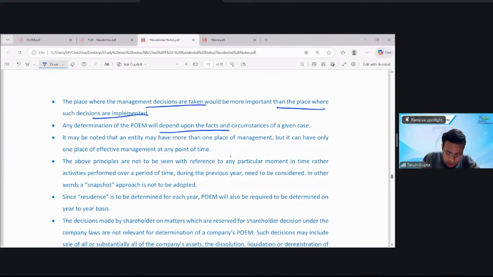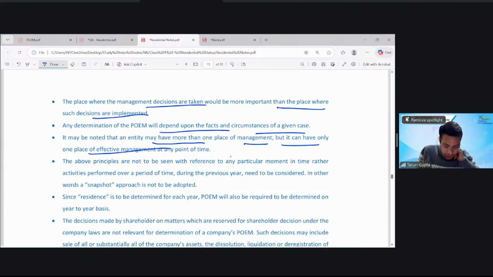Any determination of POEM will depend upon the facts and circumstances of a case. It's very factual. It may be noted that an entity may have more than one place of management, but it can have only one place of effective management at any given point. Okay?